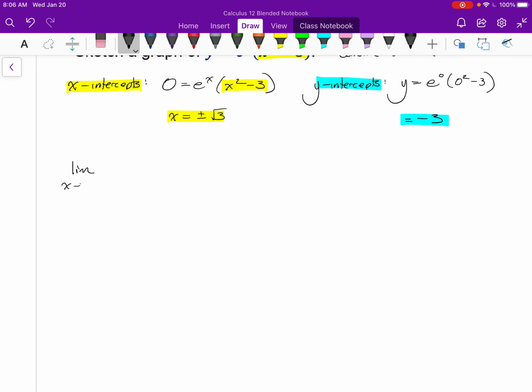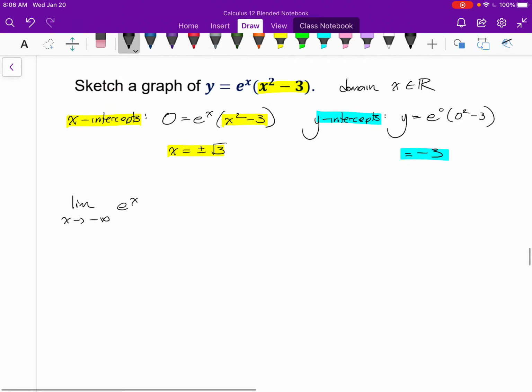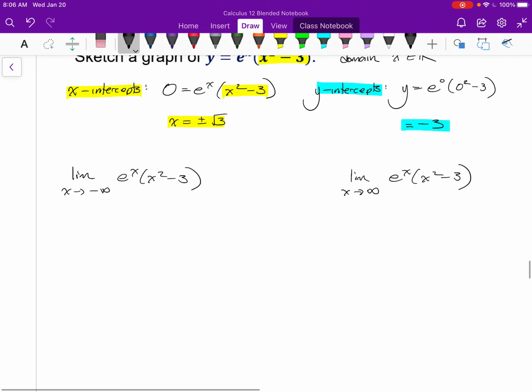I want to find the limit as x approaches negative infinity. I want to find the limit as x approaches positive infinity. Okay, so all this I'm going to do essentially by inspection. I can't use L'Hopital's rule here because I don't have a rational function, I don't have a quotient here.